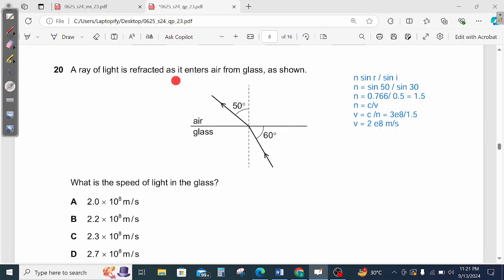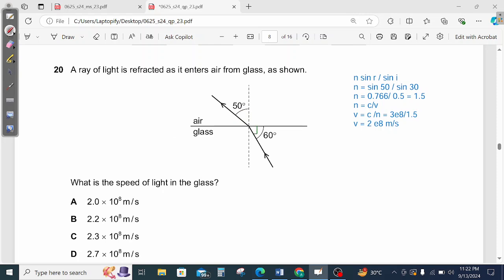A ray of light is refracted as it enters air from the glass as shown in the figure. What is the speed of light in the glass? Okay, the question is that you have to find out the speed of light in the glass, and this is the glass and this is the air. The light is incident from glass to the air, so you have to measure the refracted angle and incident angle with the normal. So first look at that.